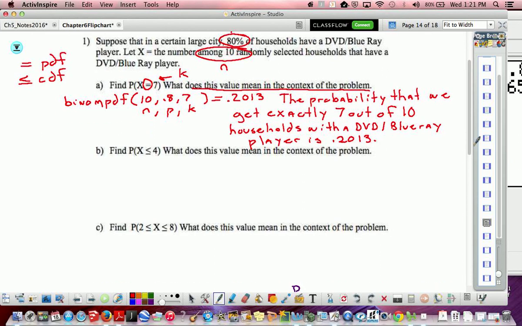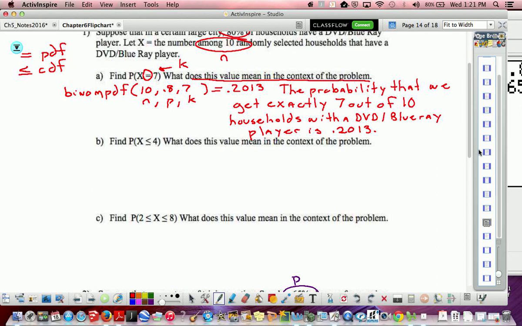Alright, so let's take a look at the second one. In B, it says find P of X is less than or equal to 4. In this case, it actually has the less than, so I am doing CDF. So binomial CDF, again it's this n, p, k, and I get 10, comma, 0.8, comma, 4.